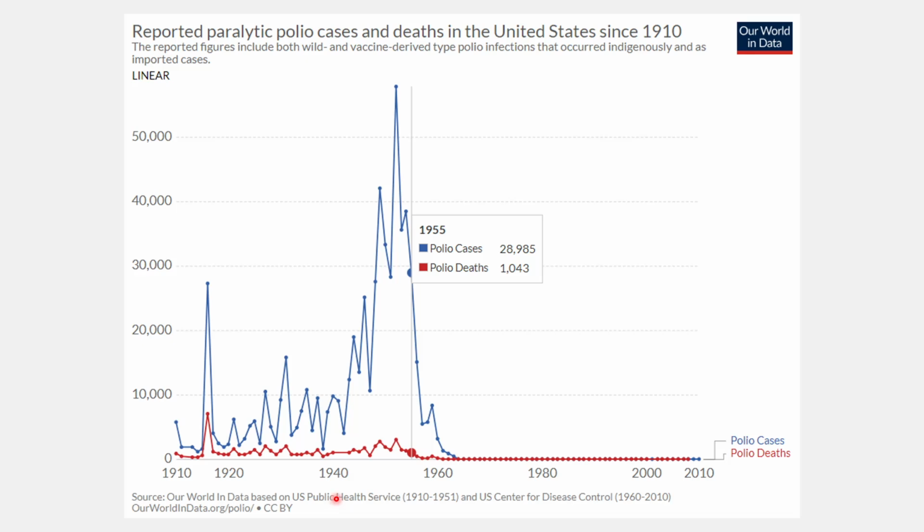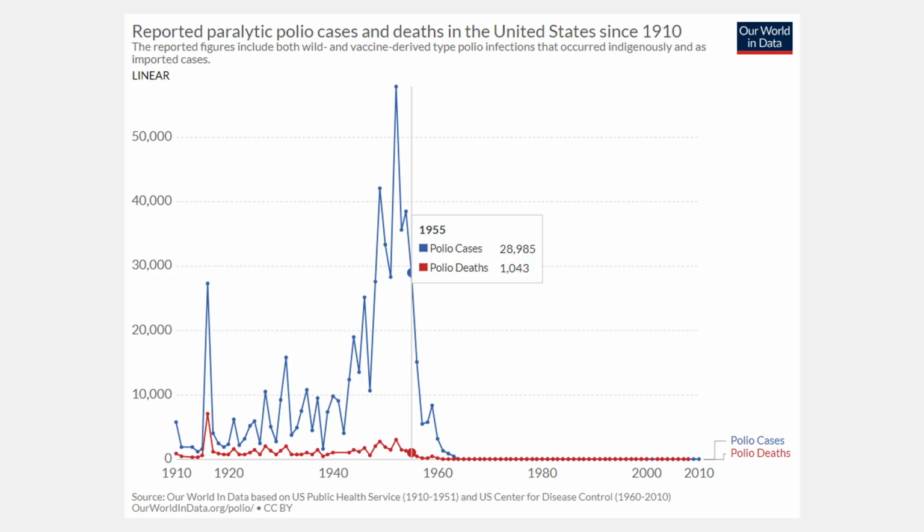And as you can see, a peak was reached in the 1950s, where there were well over 50,000 cases annually of paralytic polio. In 1955, this is when the polio vaccine was developed, and the rate of paralytic polio and polio deaths dropped substantially after that point and has remained extremely low ever since then. So we can see what a huge impact the polio vaccine has made since 1955.